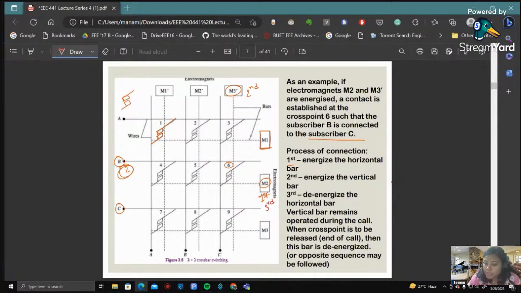When the cross point is to be released at the end of the call, the fourth bar is de-energized as well. So for establishment, both electromagnets need to be energized, but to continue the call, a single magnet energization is enough, or the opposite sequence may be followed. It's vice versa. We don't have a strict recommendation for this.